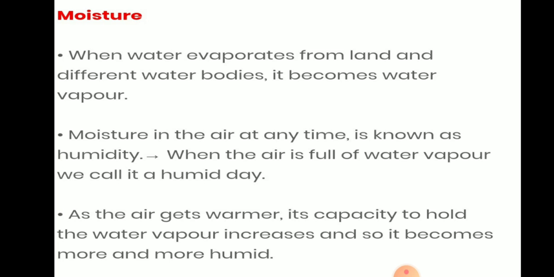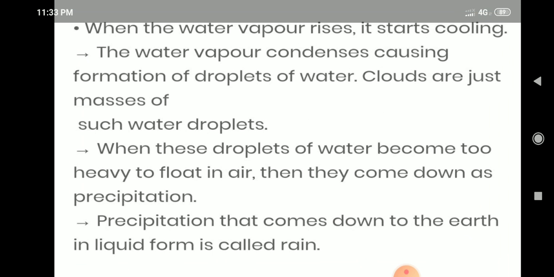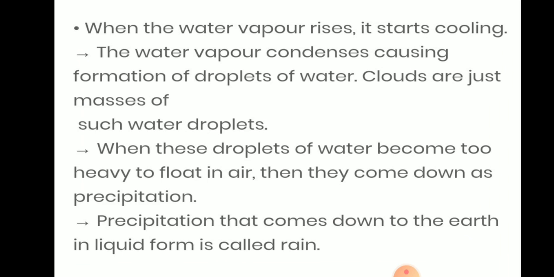As the air gets warmer, its capacity to hold the water vapor increases, and so it becomes more and more humid. Then, when the water vapor rises, it starts cooling. Why does it start cooling? When wind reaches a height in the atmosphere where there is very cold temperature, the water vapor present in the wind becomes cooler and cooler, and then the water vapor condenses, causing formation of droplets of water. Then clouds form.